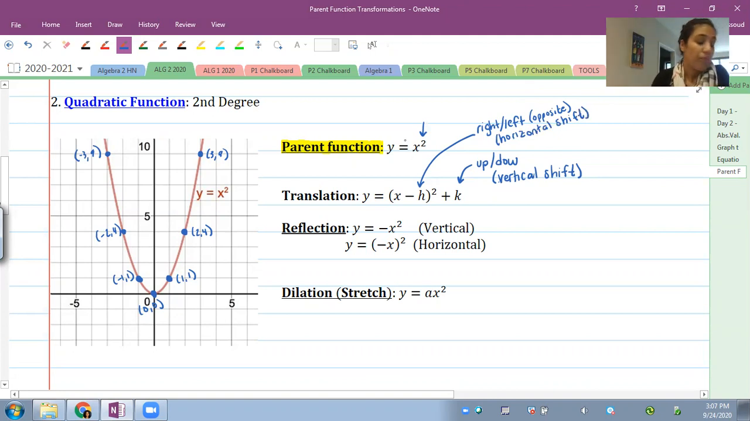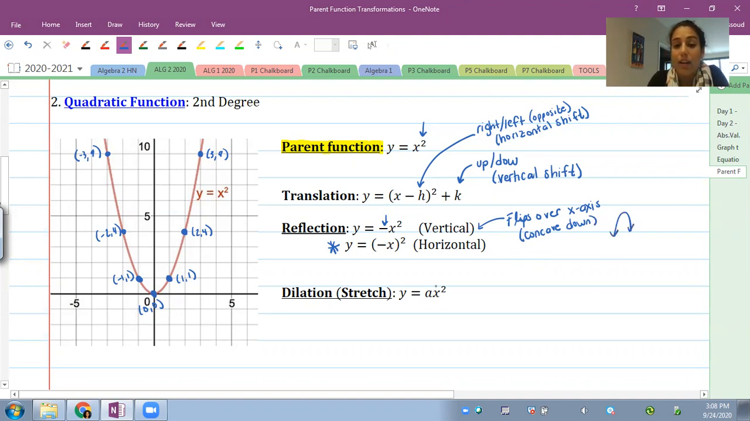Now, we have this reflection. This we're not going to worry about right now. We're going to address this at a later time. But this is what we went over: if it's negative, it's a vertical reflection. So it flips over the x-axis. It is always going to be concave down if there's a negative a value, which means it's going to be an upside down parabola.